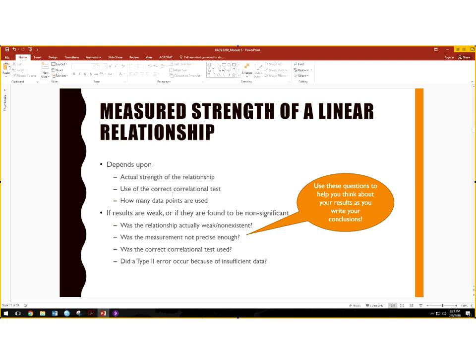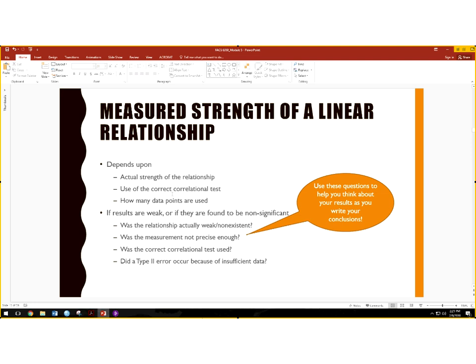And so when you think about the strength of a linear relationship, the actual strength of the relationship, like in nature, in its normal setting, is what your linear relationship statistically will reflect. What correlational test you use, because if you have ordinal data and you use an interval measure, you're not going to get good results. And how many data points are used, or what is your sample size? So if your results are weak, you have to think about if there really is a relationship, or if you didn't have the right measurement tools or instruments.